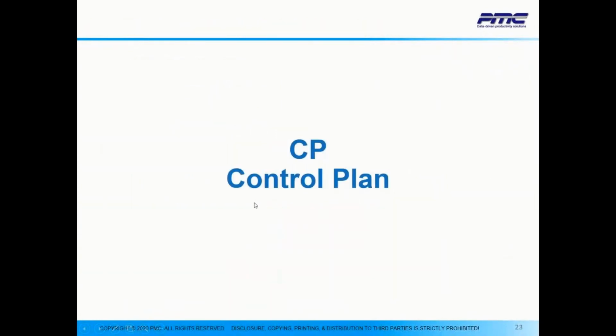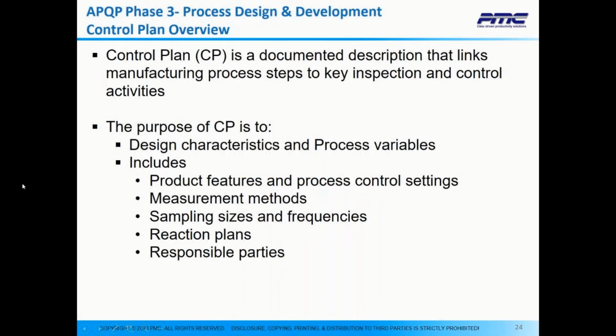The control plan is one of the tools that we use in this phase. It's a documented description that links manufacturing process steps to key inspection and control activities. The purpose of the control plan is to control the design characteristics and process variables to ensure product quality. It actually gets initiated in phase three and finalized in phase four. It includes the identification of product features and process control settings to be monitored, measurement methods to be used, sampling sizes and frequencies along with associated control limits, reaction plans when the process becomes unstable or when a failure occurs, and finally, identification of responsible parties.